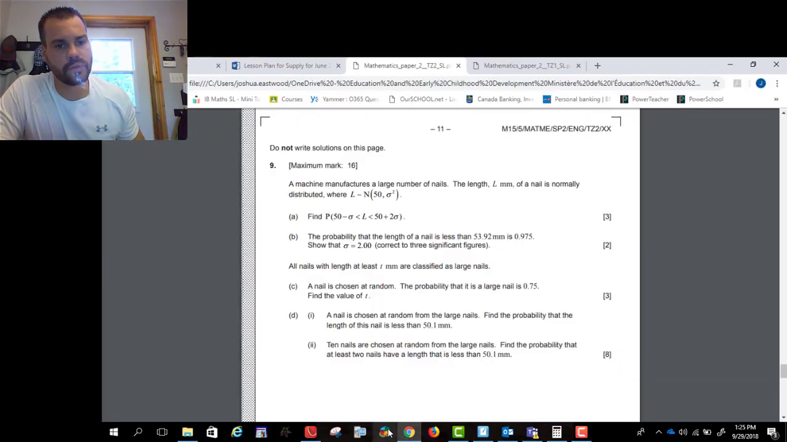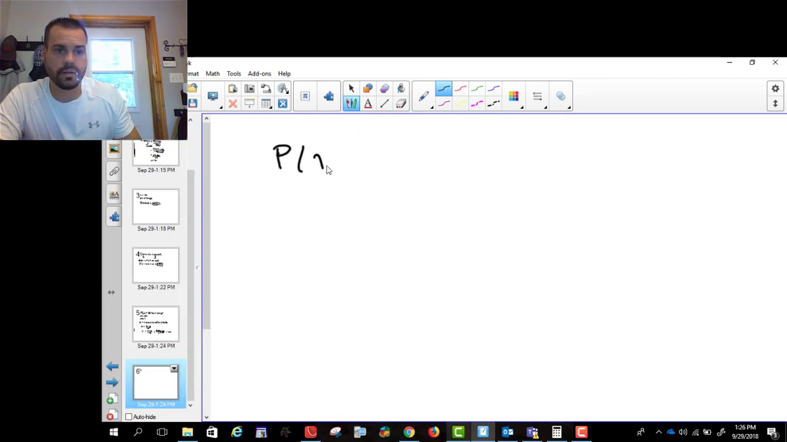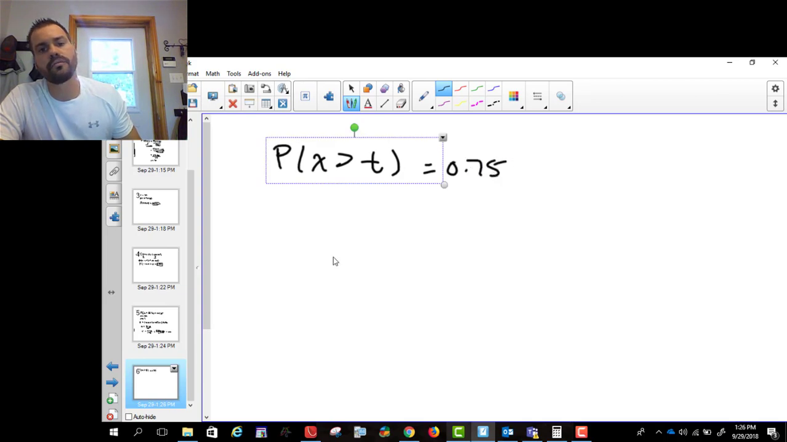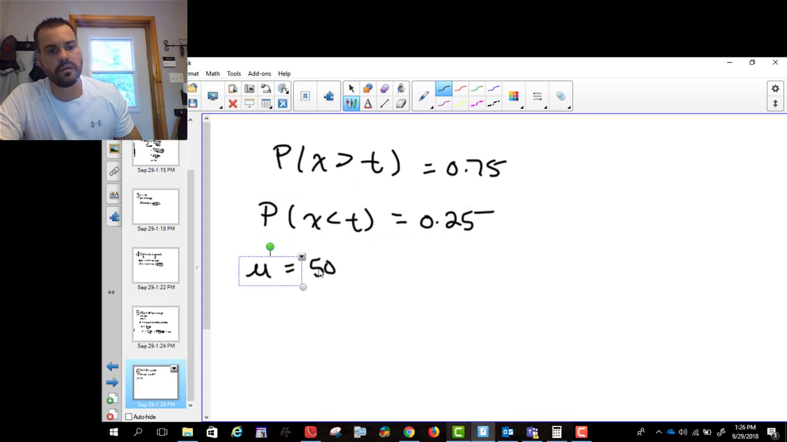Then it says all nails with length at least T are classified as large nails. A nail is chosen at random. The probability that it is a large nail is 0.75. Find the value of T. So for part C, again, we're given a probability. We're given that the probability that X is greater than T is 0.75, which means if we switch that to a less than, the probability that X is less than T is 0.25. We know the mean is 50. We know the standard deviation is 2.